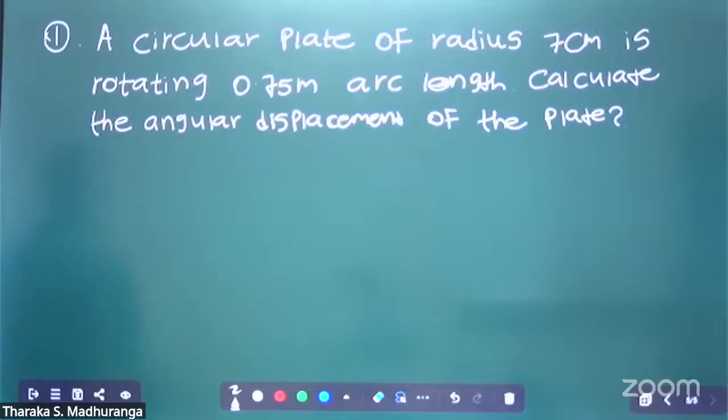Okay, try to get the answer within 1 minute, because this type of question is always asked in MCQ questions. For MCQ questions, you have very limited time.